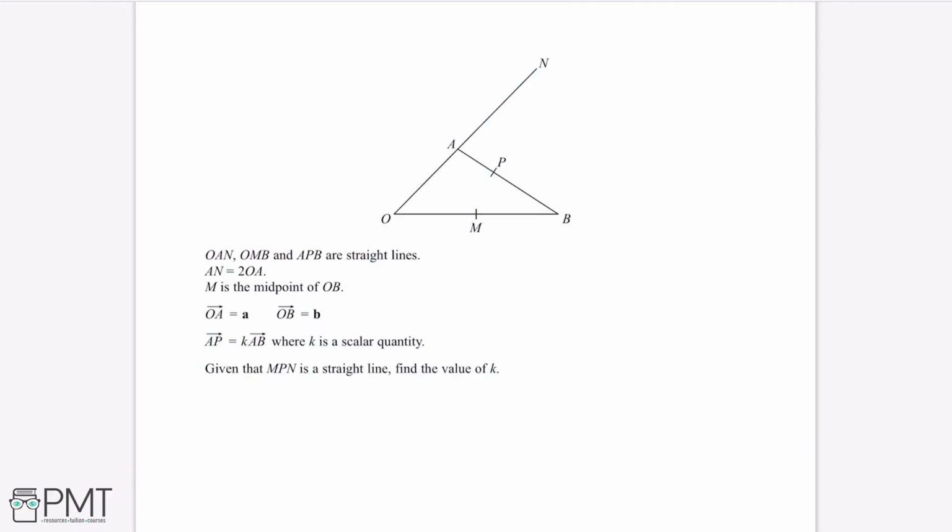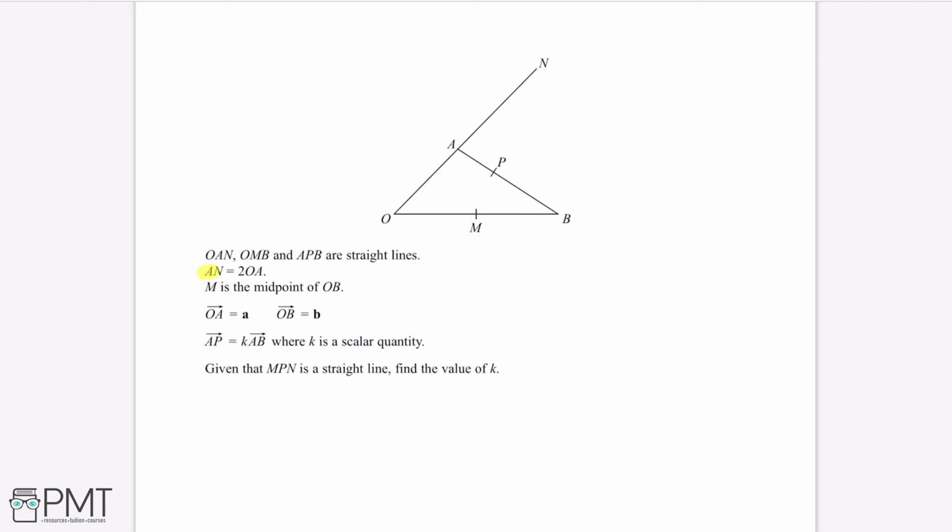OAN, OMB and APB are straight lines. AN is equal to 2OA, M is the midpoint of OB, OA equals a, OB equals b, AP equals k AB, where k is a scalar quantity. Given that MPN is a straight line, find the value of k. So the first thing we can do is annotate this diagram with the information we've been given in the question.